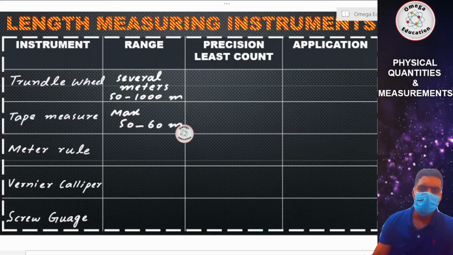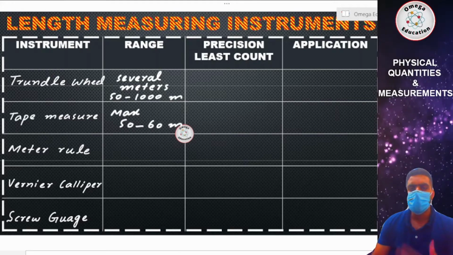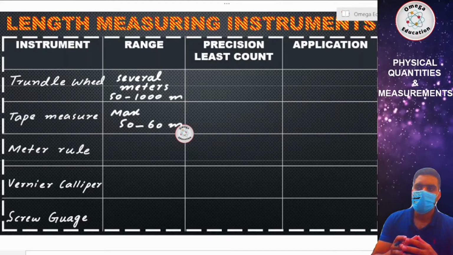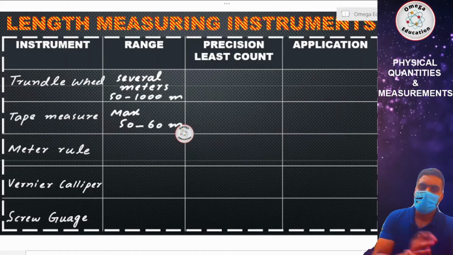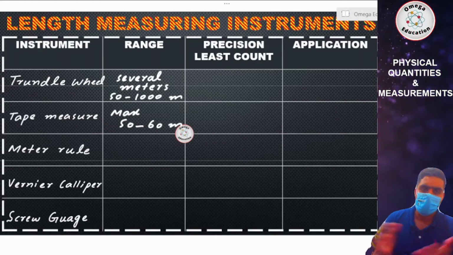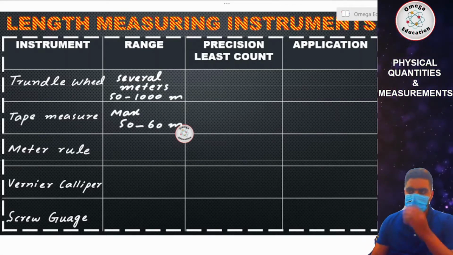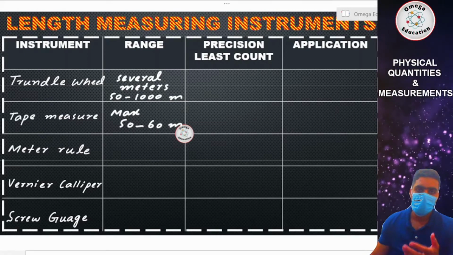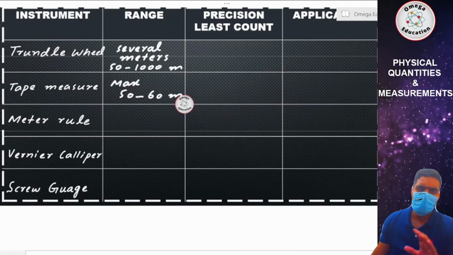Once again, the range of the tape measure varies because it does not come in a single variety. It does not come in a single type. It has plenty of types. It is also custom made for different purposes, so its range varies.